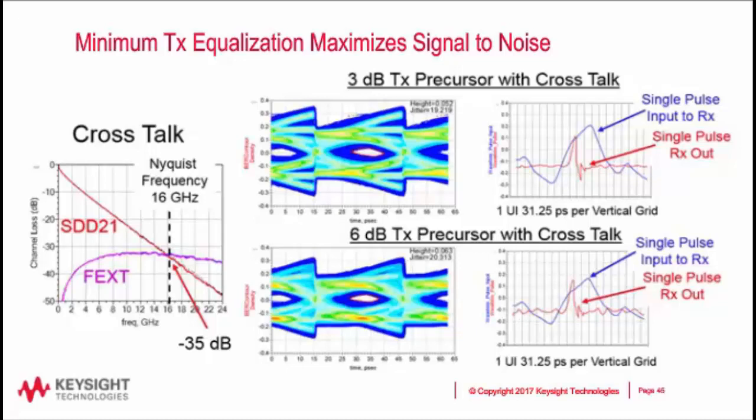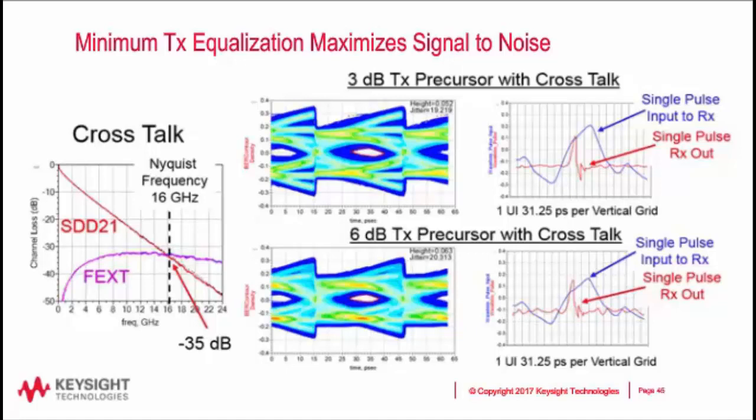We have a crosstalk. We've added a channel that has crosstalk, and you can see here it has minus 35 dB of loss at Nyquist, and there's some crosstalk signal. Up on the top here, the first eye diagram is with the transmitter precursor set to 3 dB, and it's in the presence of this crosstalk. Now what's really fun to look at is this graph on the right of the single pulse response that the RX receiver is looking at.